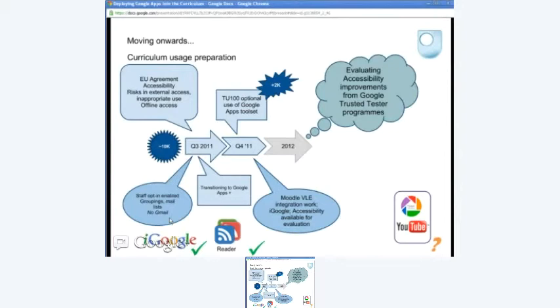I'm rushing through, I know, but hopefully you can reflect on some of the detail if you need to. The original plan was that in 2012, having done all of this work, we would be rolling out to lots of different curriculum teams some of the Google apps out of the box, but also some of the integrated tools with our VLE. And we started with T100. They have about 2,000 students every presentation, which is twice a year.